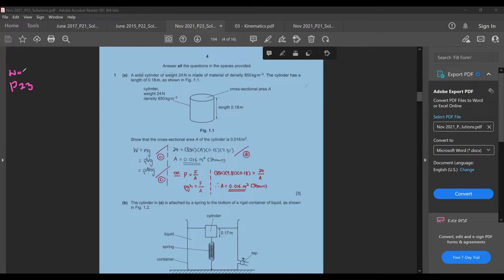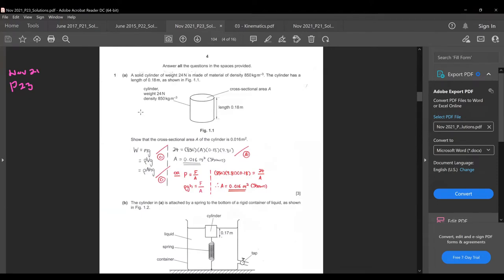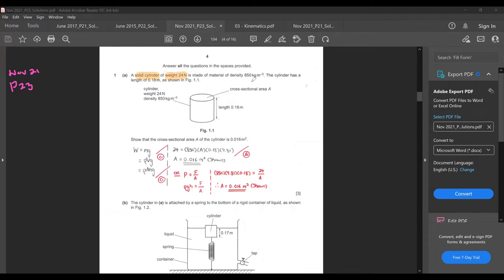P23, November 21. We have a solid cylinder of weight 24 newton that is made of material of density 850 kg per meter cube. The cylinder has a length of 0.18 meter as shown in figure 1.1. Show that the cross-sectional area A of the cylinder is 0.016 meter square. So given the information that you have here, you have to make use of the weight.